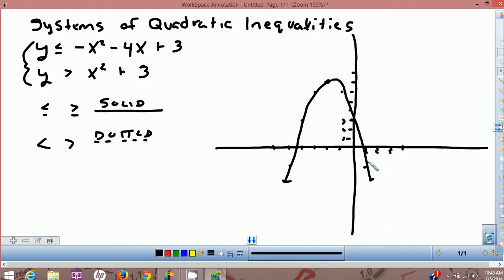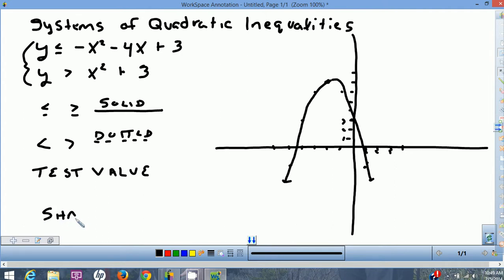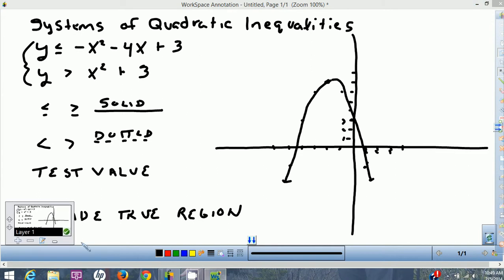Well, what is the next decision you need to make? You need to decide which part of this do I want to shade. And to do that, we're going to use a test value. Well, you will quickly learn that since this says less than, I already know which part of this is less than the other. It's going to be this inside part, but let's look at it in terms of using a test value. If I put 0, 0 into this equation, I get 0 is less than or equal to negative 0 squared minus 4 times 0 plus 3. 0 is less than or equal to 3. Is that a true statement? It is, which means we're going to shade the true region. And a little different from what we've seen with lines, that true region, instead of being above or below a line, is going to be inside or outside of our parabola.